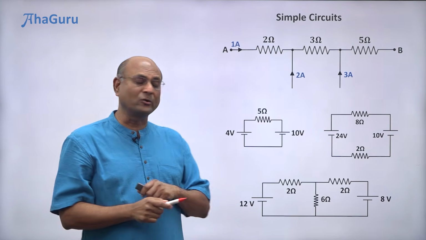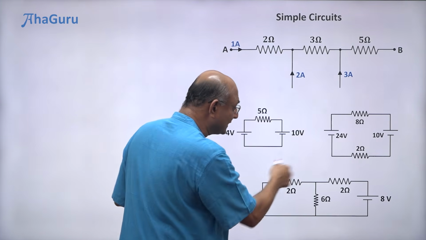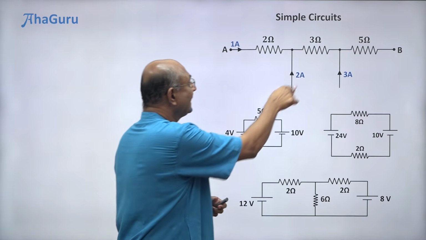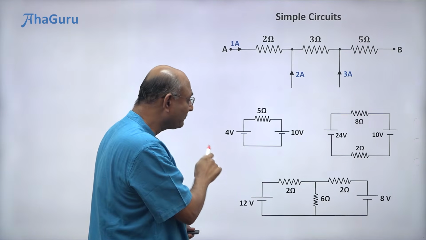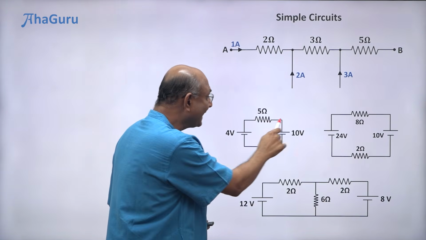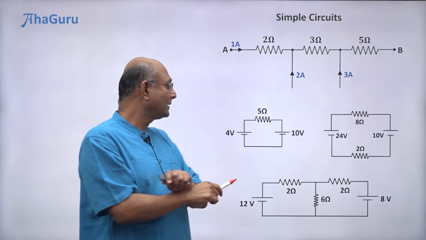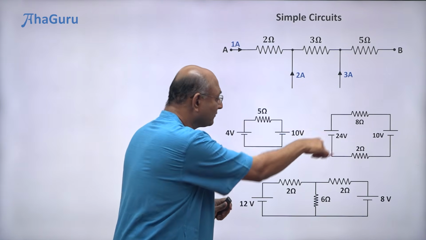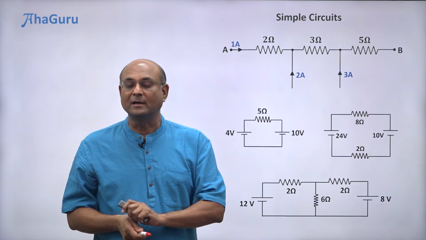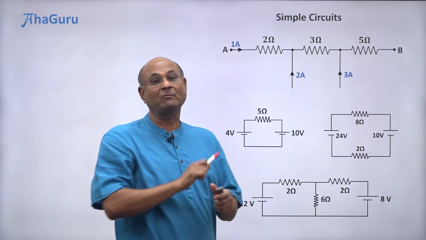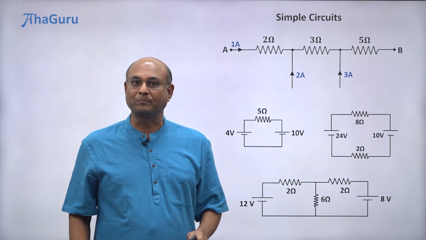Now what are full circuits? Circuits that look like this. No hanging branches. And if you notice, all the battery EMFs are given, all the resistor values are given, but we don't know any of the currents. None of the currents are marked. So we are going to learn how to solve these kinds of full circuits.